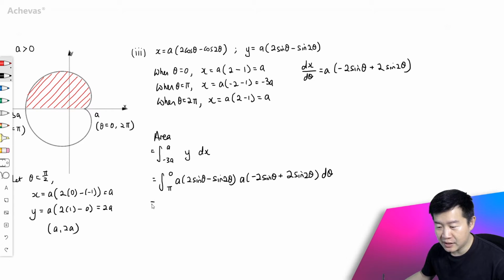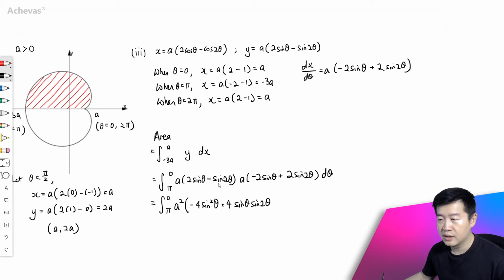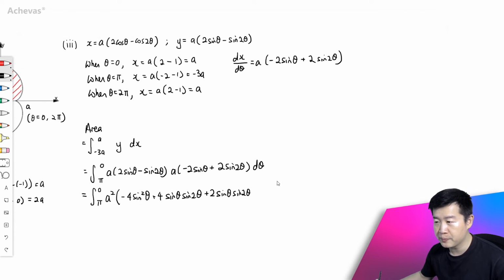Let's expand this. So it is going to be integrating from pi to 0. A times a, this gives me a square. This times this, minus 4 sine square theta. This times this, plus 4 of sine theta sine 2 theta. And this times this gives me a plus 2 sine theta, again sine theta sine 2 theta, and this multiplied by this gives me a minus 2 sine square 2 theta. Okay, this d theta.